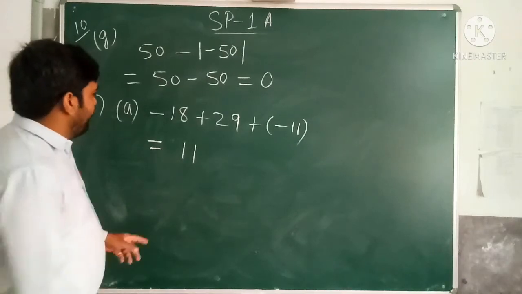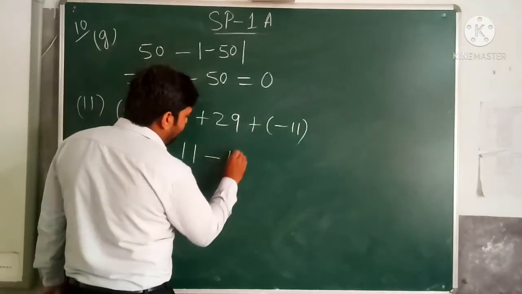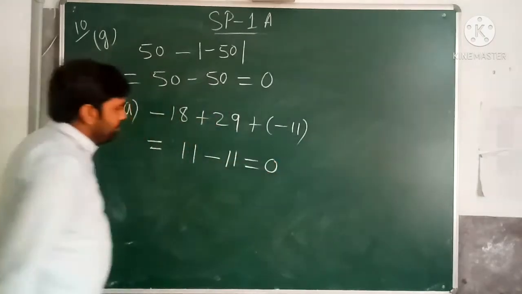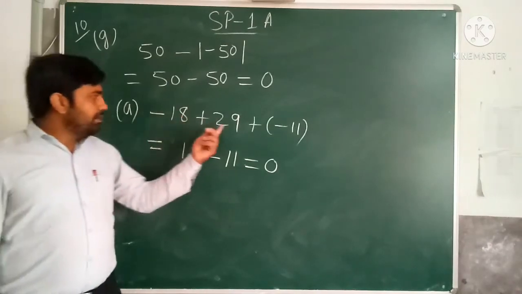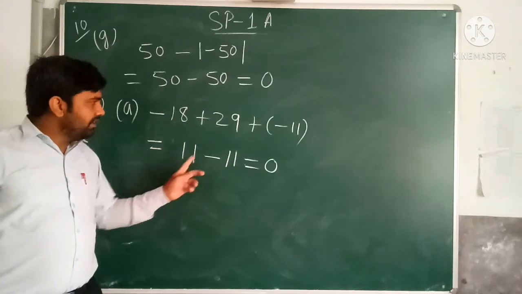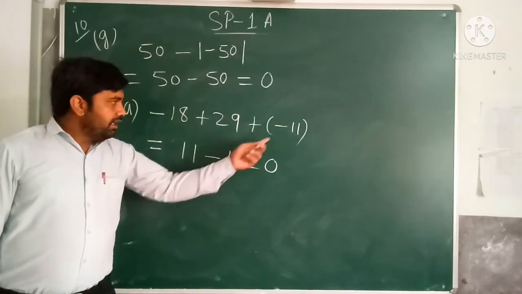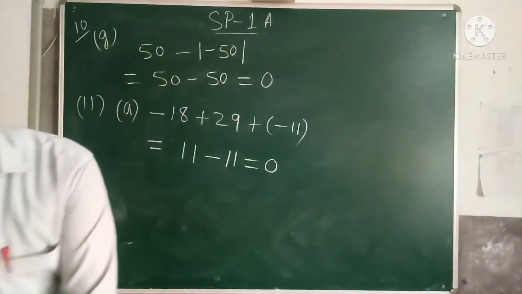So here you got the positive 11, plus minus 11. So 11 minus 11 gives you 0. So you will get the sum 0. Minus 18 plus 29 gives you plus 11, plus minus 11. 11 minus 11 gives you 0. Okay.